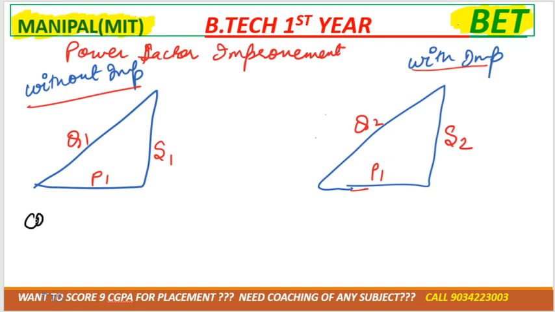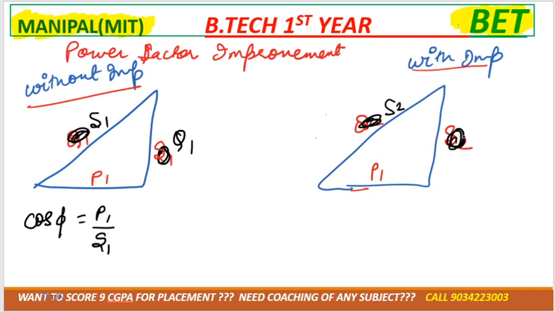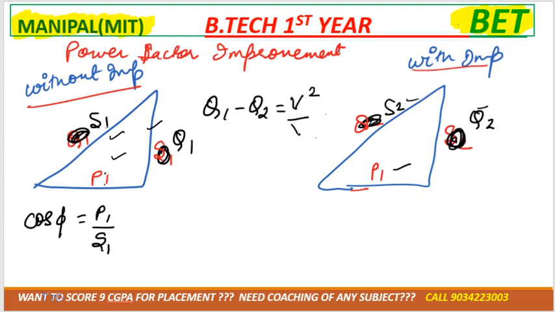ठीक है, तो cos phi का फॉर्मूला इज P1 by S1, उल्टा लिख दिया मैंने, सॉरी, S1 और Q1 यहाँ पे आएगा, S2 एंड Q2 यहाँ पे. सो पावर फैक्टर cos phi is equals to P by S है ना, बेस बाय हाइपोटेन्यूज. If we get the value for P1, S1 and Q1, similarly we'll get the value for P1, S2 and Q2, then we'll have formula Q1 minus Q2 is equals to V square by XC. तो अब क्वेश्चन पे आ जाते हैं.